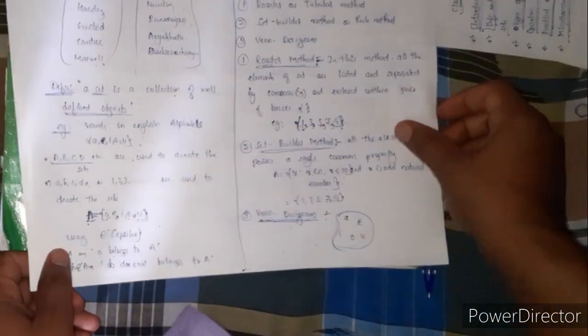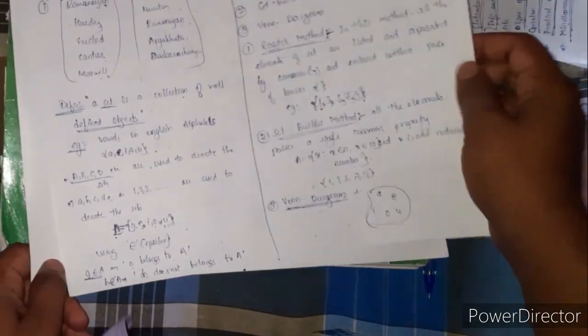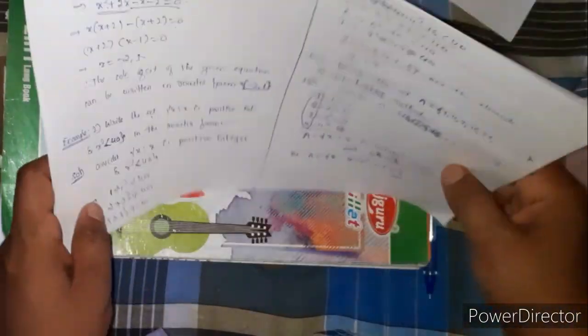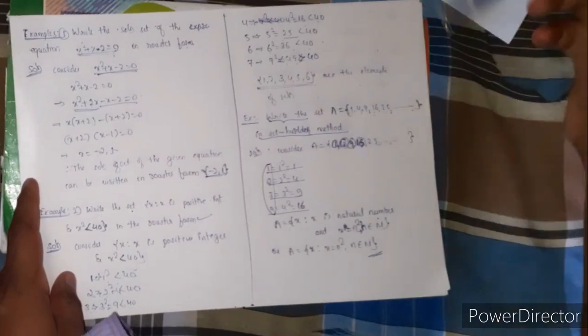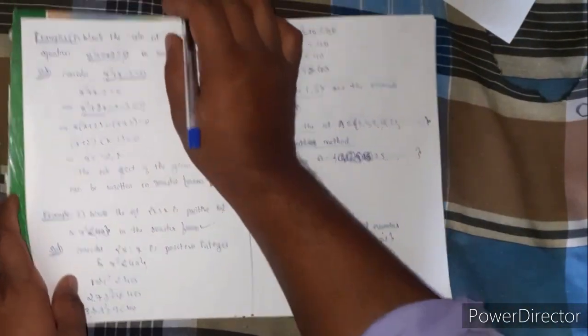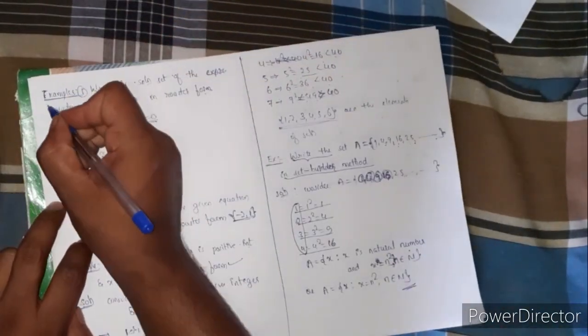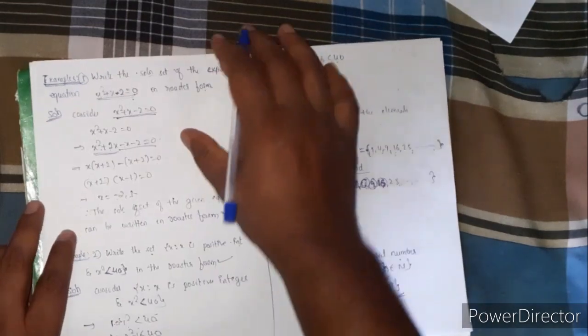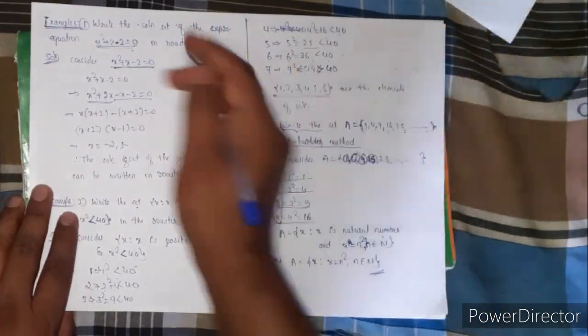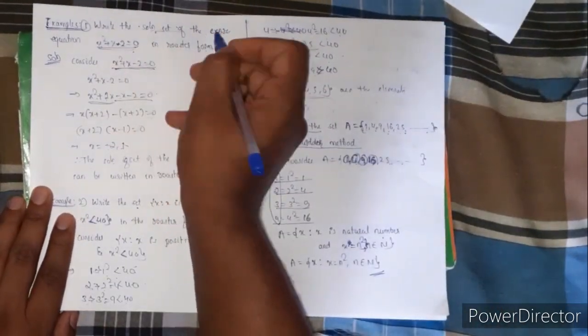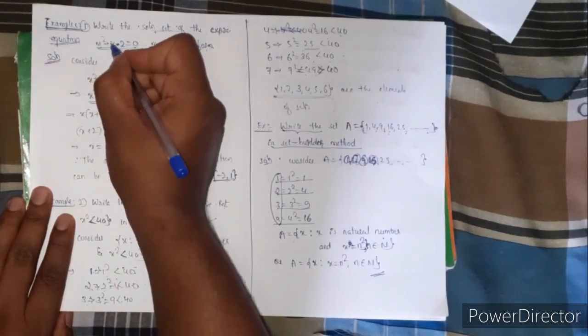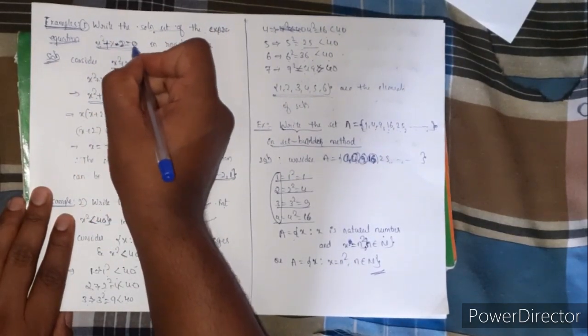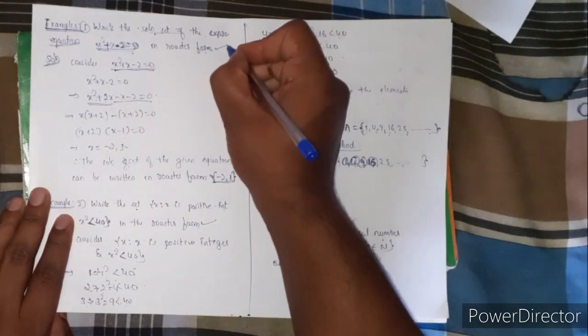Okay, let me consider some examples. The very first example: write the solution set of the equation x square plus x minus 2 equal to 0 in roster form.